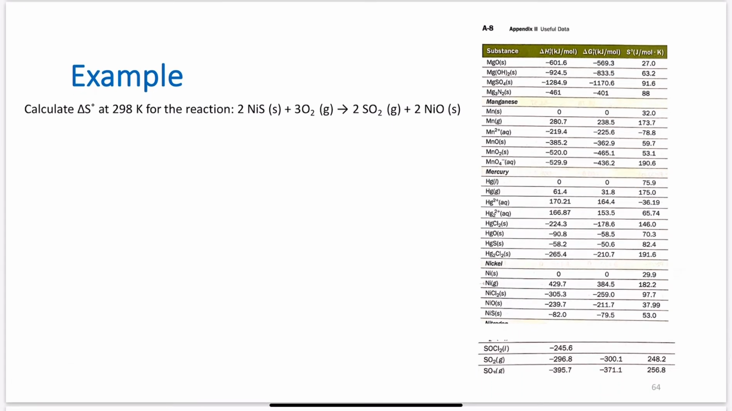Calculate delta S at 298 K for the reaction. 2 moles of NiS plus 3 moles of O2 give me 2 moles of SO2 and 2 moles of NiO. Look through the table and find all your pieces. So NiS, make sure it's in the solid phase. Let's see, O2 gas for S actually has a value. I just don't see it on the table, so I'll have to give you that one separately. I might have forgot to put that on the table, and I apologize. SO2 gas and NiO, and that is a solid phase.